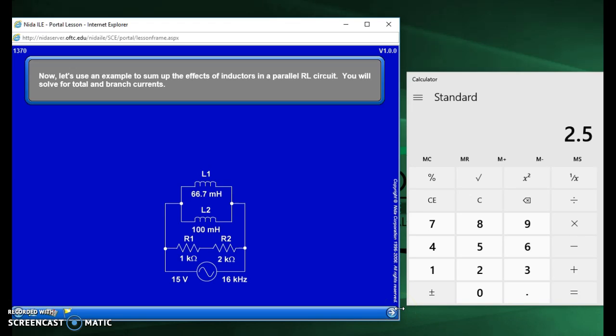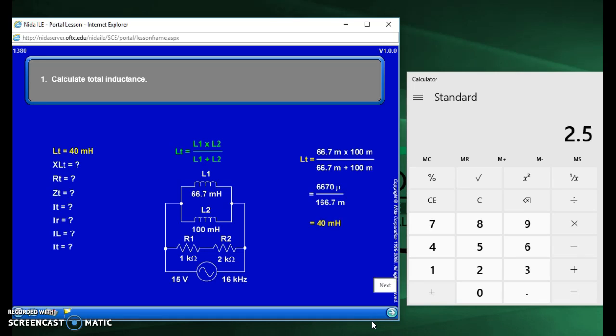So here we go. Let's use an example. You will solve for total and branch currents here. So we've got some interesting little problem here. The very first thing that they did was take the two coils that were in parallel, and remember this is the parallel formula, and they multiplied them and did product over sum.